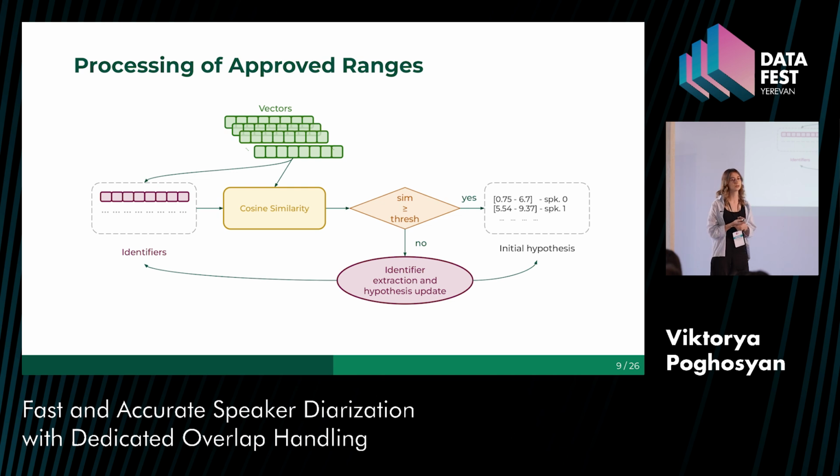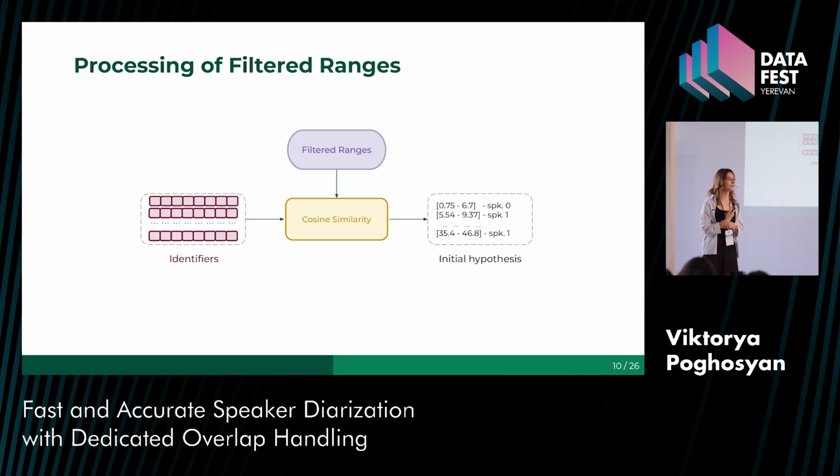Otherwise, we found a new speaker, and we extract a new 2-second identifier, store it, and update our initial hypothesis correspondingly. This process continues until all vectors have been processed. Then, for each filtered range and the already stored identifiers, we calculate similarity, and we select the top 1 label ID as the label.